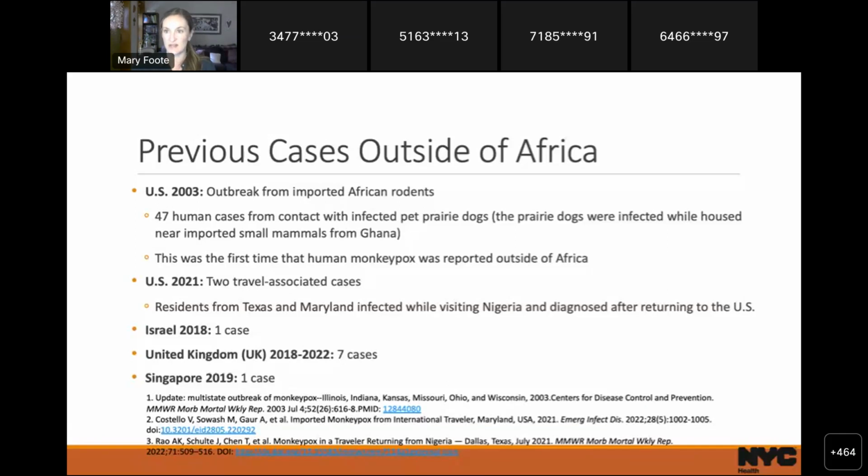And then in 2021, we did have 2 imported cases. Both occurred in travelers that had returned from Nigeria. One was in Texas and one was in Maryland. One case was quite mild and was managed at home very easily. The other did require hospitalization. And then there have been some sporadic cases in other countries, all associated with returned travelers. We saw in the last 5 years, there have been cases in Israel, the UK, and Singapore. Next slide.